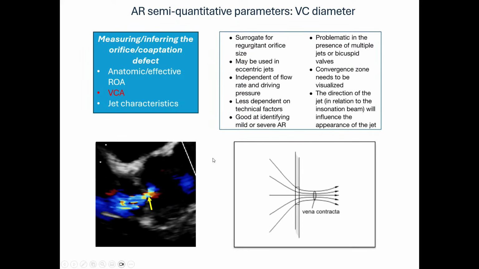All right, so let's go through the specific parameters. So this is the vena contracta. A key thing is you have to actually show the 3 components of each jet. For each jet, there's usually a flow convergence zone, a vena contracta, which is the narrowest portion of the jet, and then the remainder of the jet.